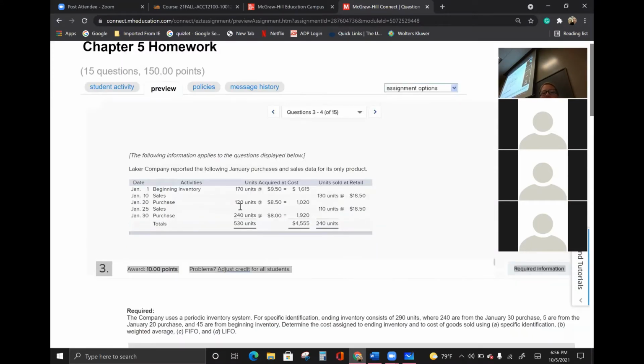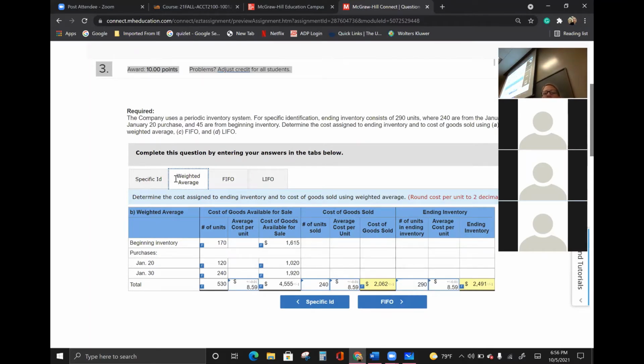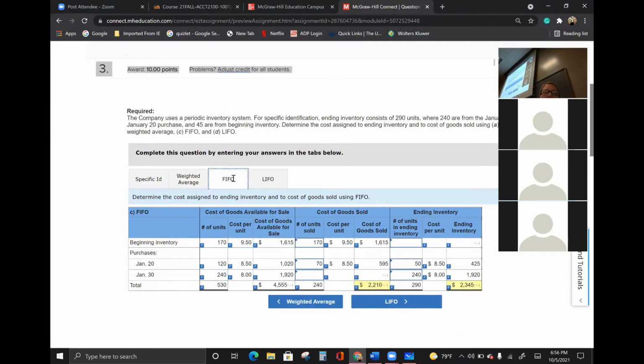Okay, so we sold 70 out of that 120. So there's the 70 times 8.50. I calculated it out. So now my cost of goods sold is 2210. It's a little bit different than weighted average, which was 2062. Specific was 2166. I can barely even see that screen. It's terrible. It's too small. All right, so 2210 is my cost on FIFO. So you see how it changes depending on the method that I'm using.